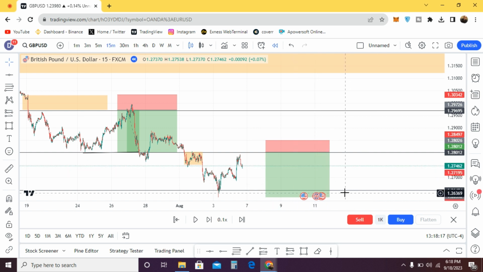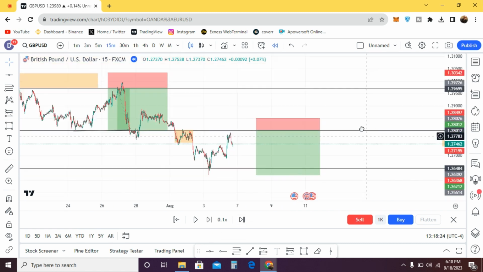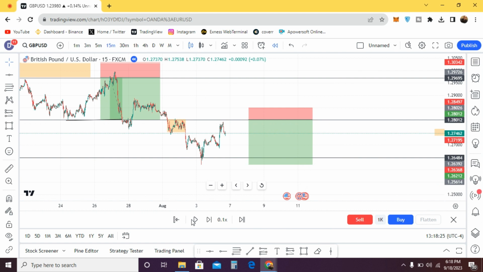Now, this is a good trade if it plays out in our favor. 1 to 3 ratio. This is a good trade. Then I'm just going to play it out and see what happened. Let's see if the market works in our favor.